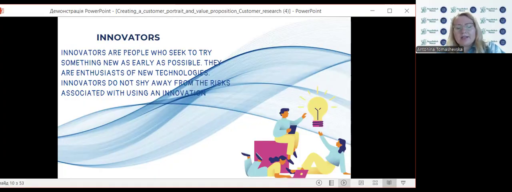Innovators. Innovators are people who seek to try something new as early as possible. They are enthusiasts of new technologies. Innovators do not shy away from the risk associated with using an innovation.